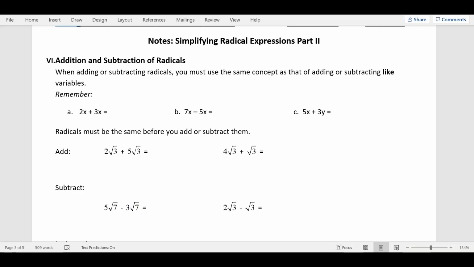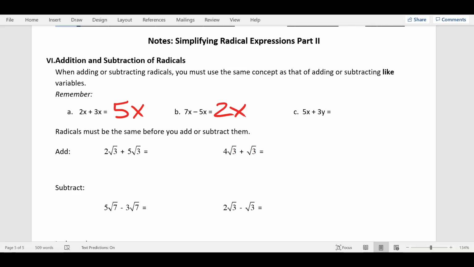Now, this is not square roots at the top, but this is stuff called combining like terms. You might remember it, okay? If I have 2x and 3x, and I add them together, 2x plus 3x is how much x? 5x. Easy, right? No big deal. What about subtracting? 7x minus 5x. 2x. Don't get tricked here. What is 5x plus 3y? Very good. 5x plus 3y.